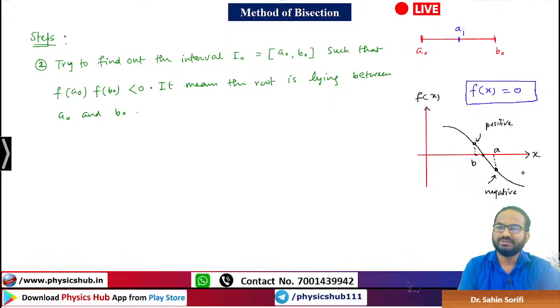Now what happens if you take such an interval where both the values are positive, and obviously the root is not lying between them. If you take both the values negative, then obviously the root is not lying between them. It is only possible when the value of the function at one point is positive and at the other point is negative. Then only we can say that the root is lying between the two. Is this fact clear?